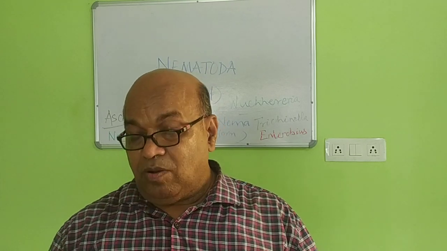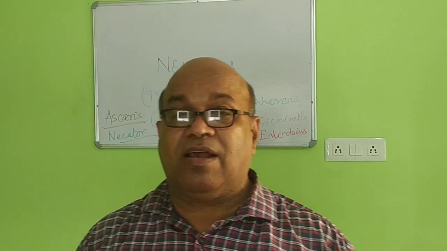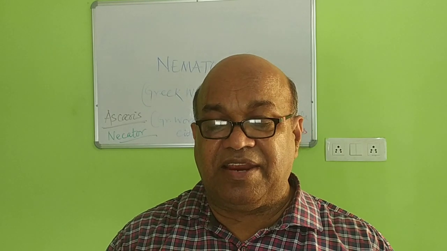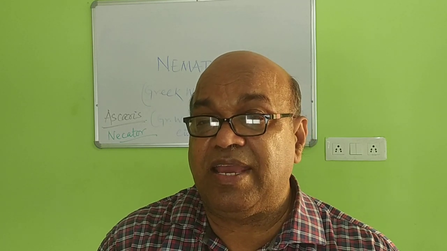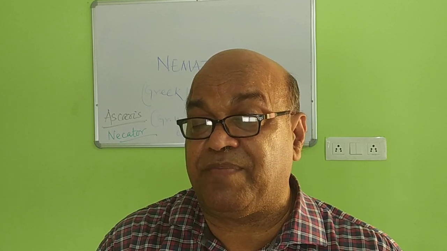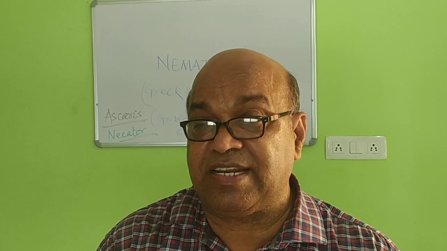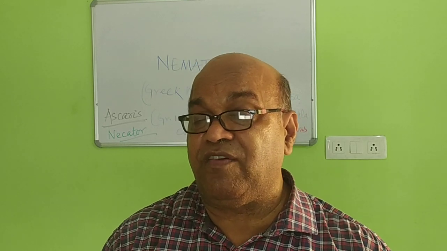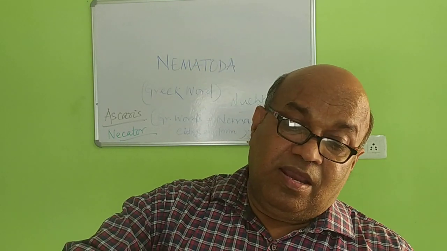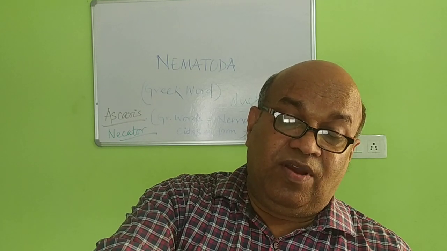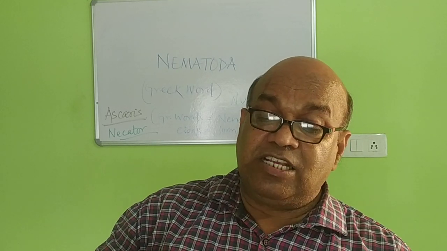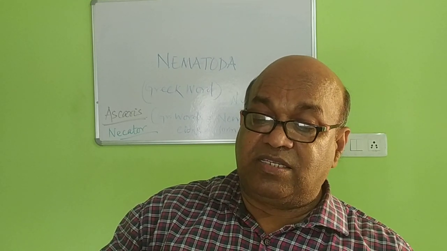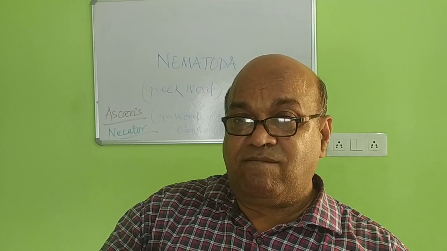Here the classification of Aschelminthes is ended. In the classification of Aschelminthes, I explained the five different classes to you. First of all, I explained the characters of Rotifera, which is a wheel-like organism. After the Rotifera, I explained another class called Gastrotricha.